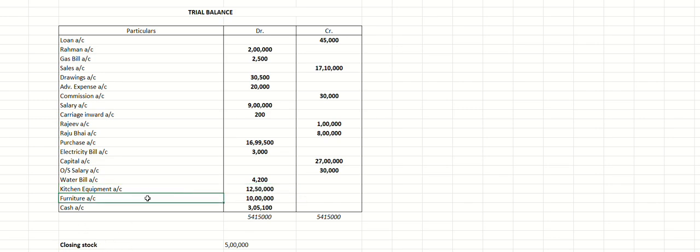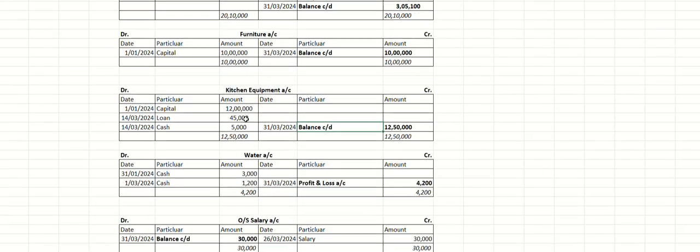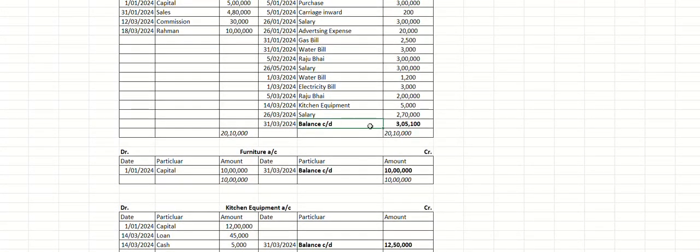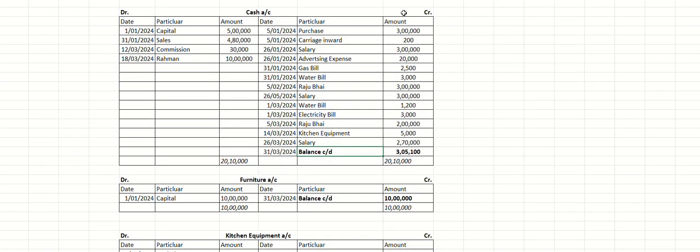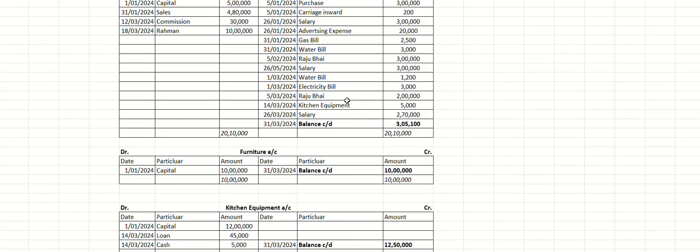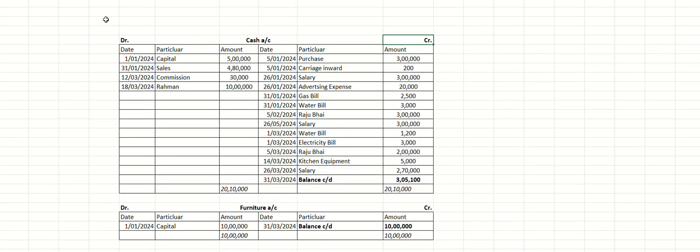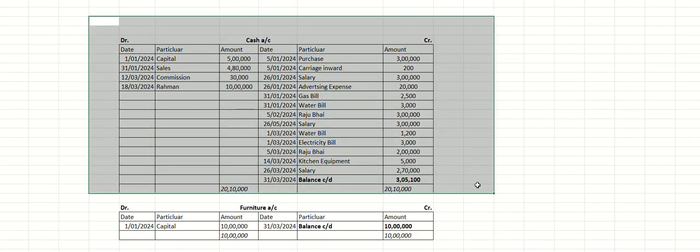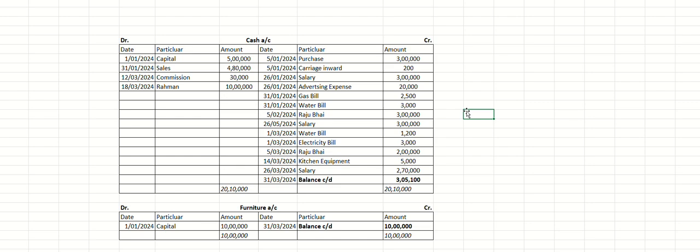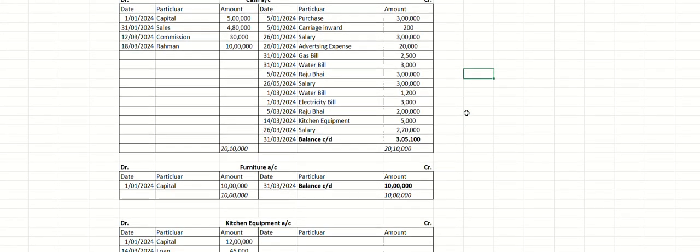We have two more accounts, furniture account and the cash account. You can see it is in the debit side. Then we go here. Yeah. The balances are found in the credit side. So we have written it on the debit side. Always remember cash account will be a huge account. Most of the transactions are related to cash account, so we should draw a big enough account for cash.